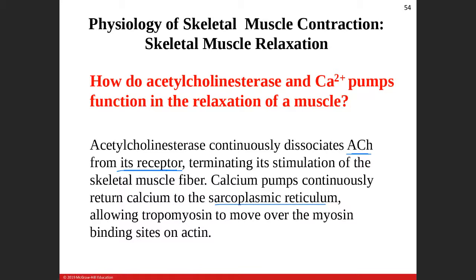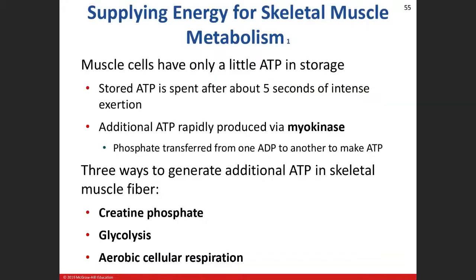Okay, so we're not really changing topics. We're going to stay on skeletal muscle. But now we're going to learn about how we are able to supply skeletal muscle with energy. There's a couple different ways that we're going to do that, but we're going to talk about how we get energy to these cells here.